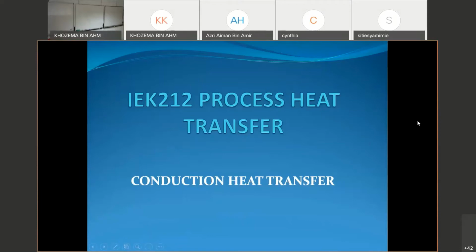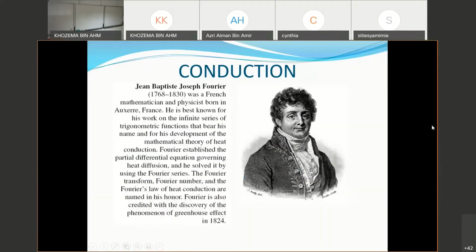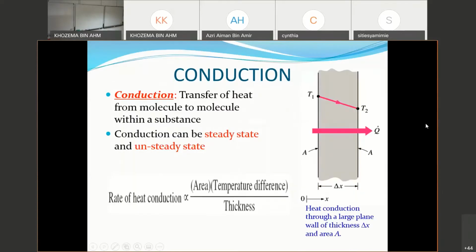you must understand the definition of conduction, and you have to thank this person named Jean Baptiste Joseph Fourier. He is the person who actually discovered conduction heat transfer. He is a French mathematician and physicist. Back in the day, he was the person who discovered conduction heat transfer. Okay? So again, this is the definition.